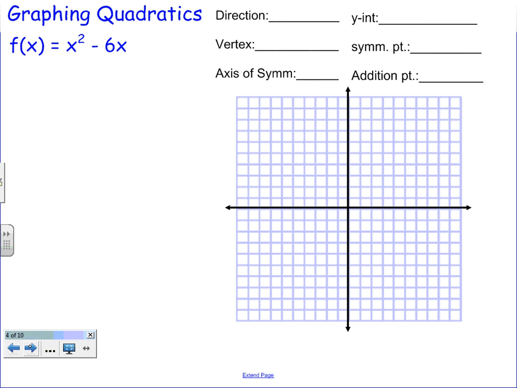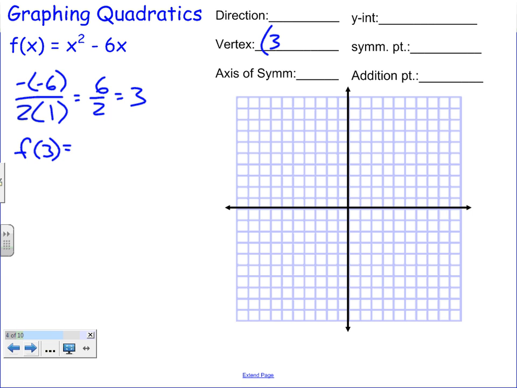All right, let's look at this one here. Again, I'm going to start with my starting point, negative b over 2a. Here I have negative 6 for b, and a is simply 1, so we have 6 over 2, which is simply 3. So 3 is my starting value. I'm going to plug 3 into the function, and we get 3 squared minus 6 times 3, which is 9 minus 18, which is simply negative 9. So 3 comma negative 9.